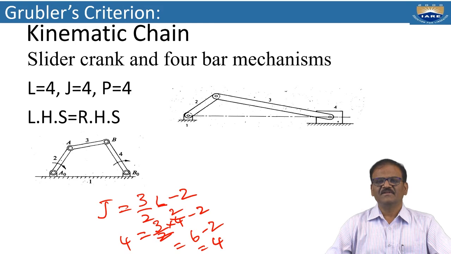We define this as: when you give a unique input, you get a unique output. If you consider link 2 as giving the input, link 4 will be the output, and this is called a kinematic chain with 1 degree of freedom.